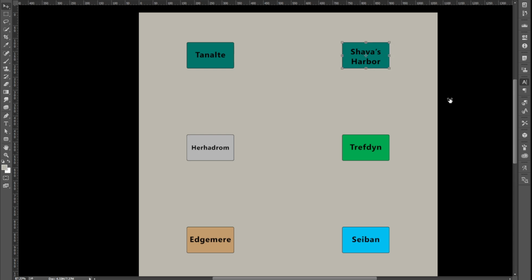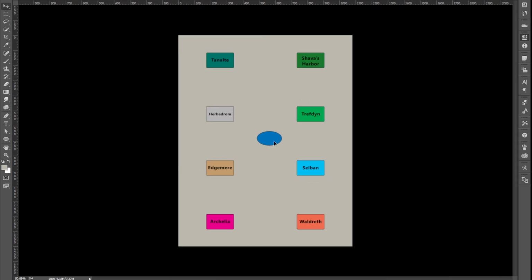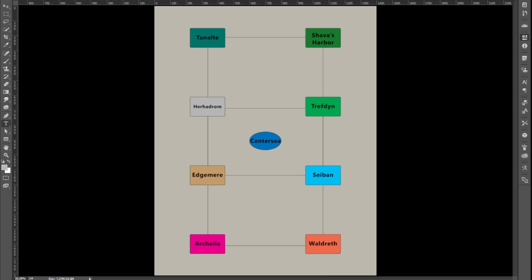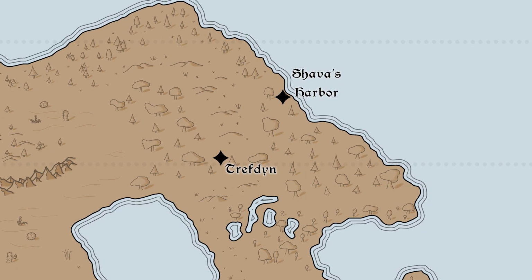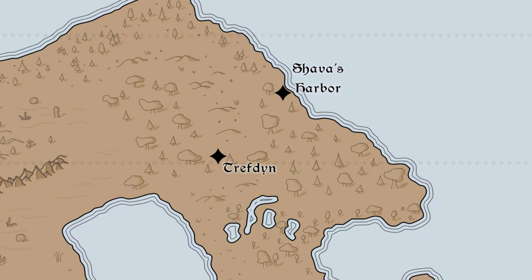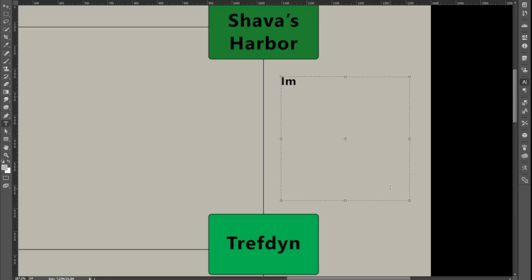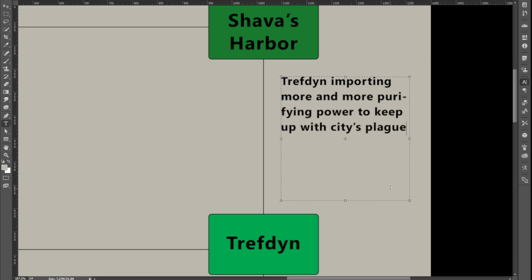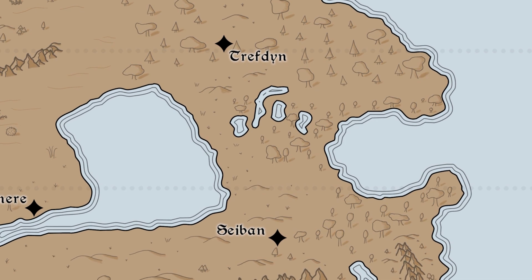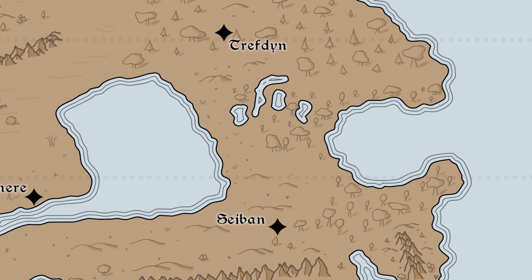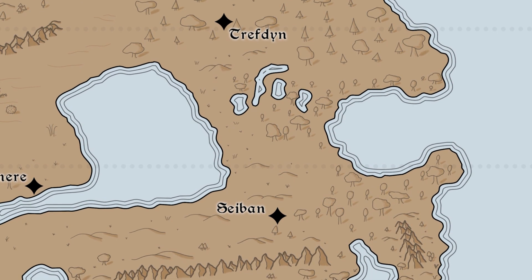Since Trefton is the nearest capital to where our first few adventures are going to take place, let's start there. An epidemic of magically induced illnesses is going to send some ripples through our setting. First and foremost, Trefton's imports of purifying powder from Shava's harbor have reached an all-time high, as healers desperately tried to keep up with the city's failing health. Next, every good conspiracy needs a paper trail, or at least something incriminating for the heroes to find.